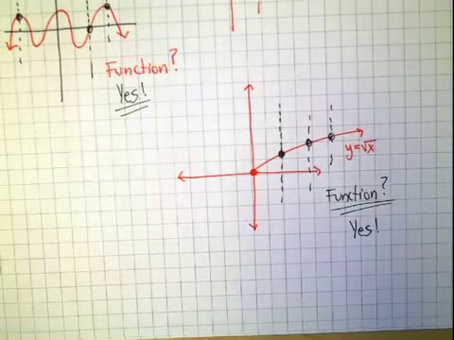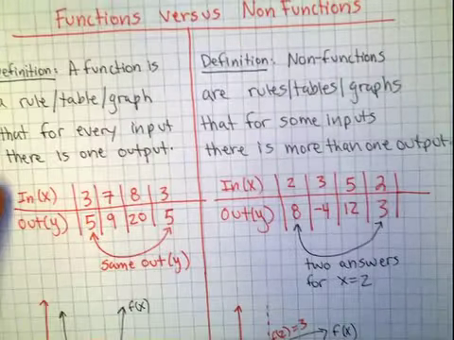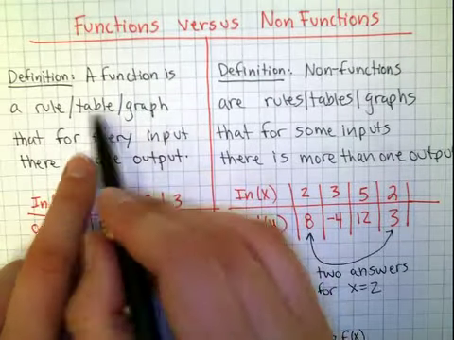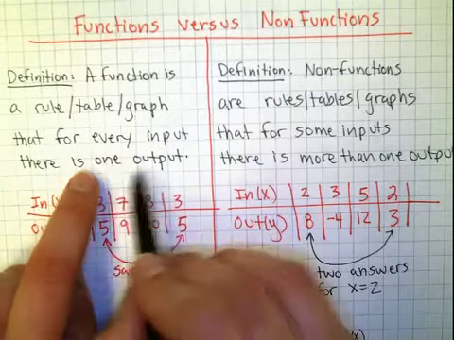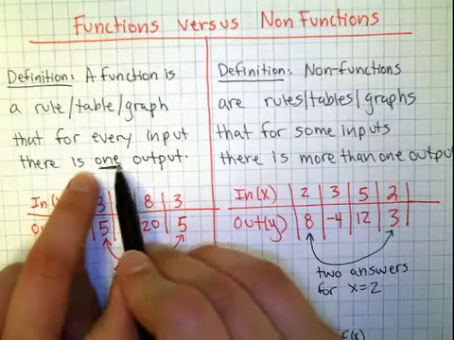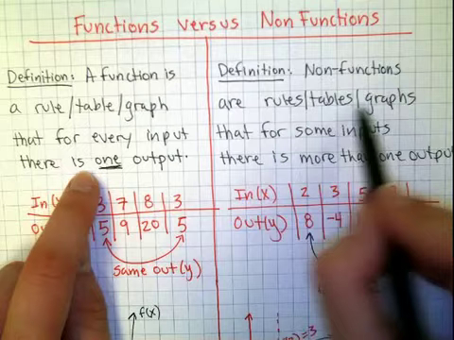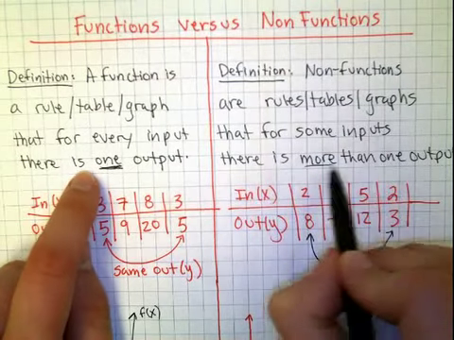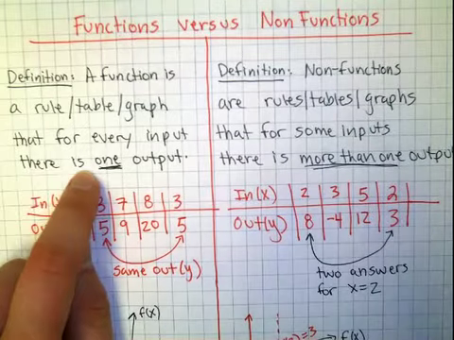So that's the big difference between a function and a non-function. What you really want to make sure you remember is these definitions. A function is a rule, table, or graph that for every input there's one output. Non-functions are rules, tables, or graphs that have some inputs that have more than one output.